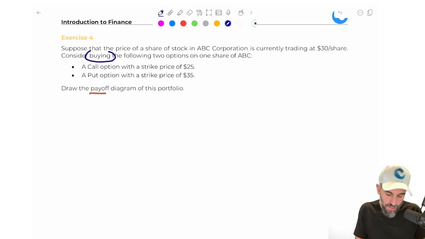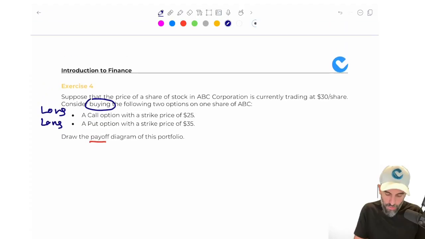The share for ABC Corporation is currently trading at $30. Consider buying, and this is key. You are buying the following options. The fact that they said that they're buying means that these are both long positions. Remember, long means to buy. So you become the holder.